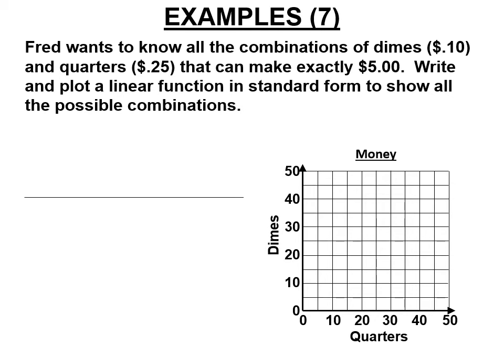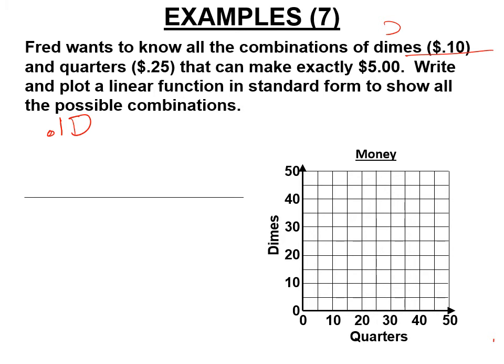All right, Fred wants to know all the combinations of dimes and quarters that can make exactly $5. Okay, so that's the rate. A dime is worth 10 cents per dime. That's its rate. So let's use D for dimes, by the way. So 0.1D, a dime is worth 10 cents. You could leave the zero if you want to.